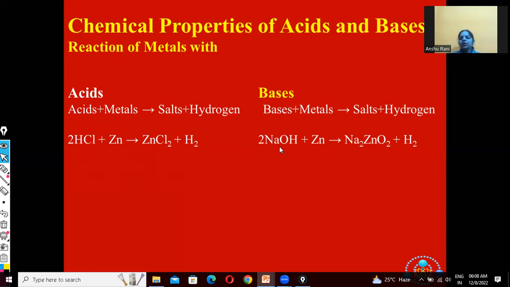Then NaOH reacts with zinc metal. It gives sodium zincate along with hydrogen gas. This is again the same type of reaction in the presence of acids and bases. When zinc granules react with acids and bases, both liberate hydrogen gas. But in the case of acids, this reaction is quite fast as compared to bases.